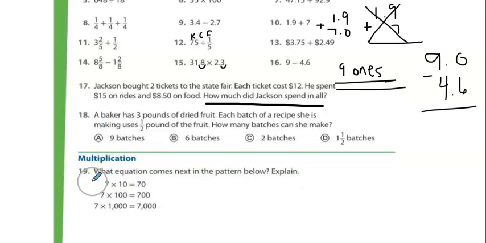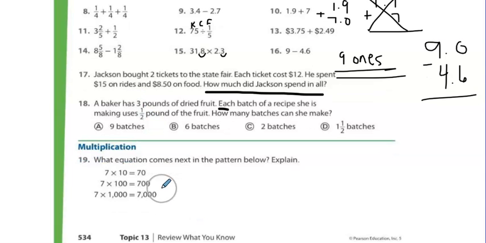And then on 18, a baker has 3 pounds of dried fruit. So remember that word, each batch of the recipe she makes uses 1/2 pound of fruit. How many batches can she make? So think of what is 1/2 of 3 to figure out how many half batches that she can make. So this would be a really great way to do 1/2 of 3.